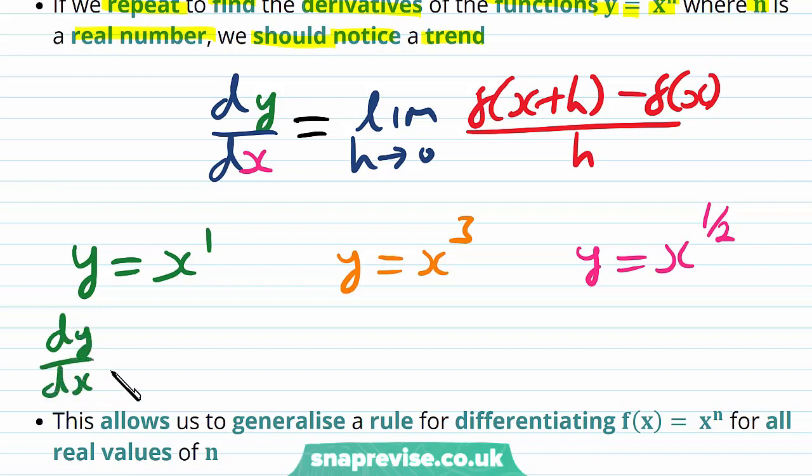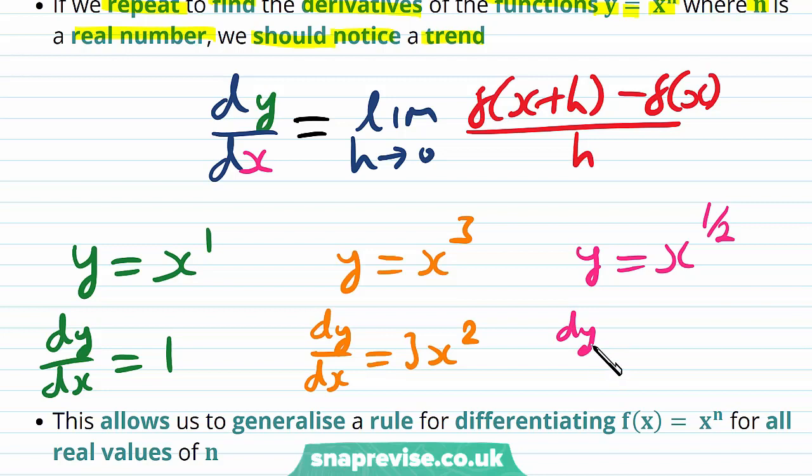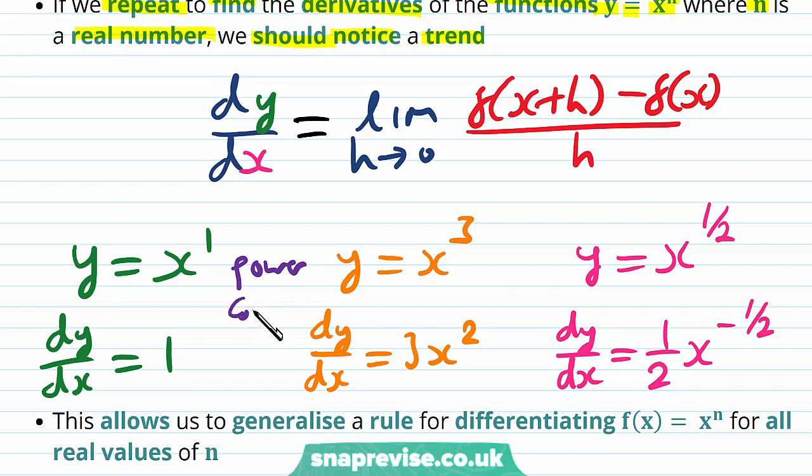Firstly, we have dy by dx is equal to 1, and then for the second one we have dy by dx is equal to 3x squared, and then for the third one we have that dy by dx is equal to 1/2 x to the power of minus 1/2. And so the first thing to note is that between y and dy by dx, the power from before in the y comes down to the front in the form of a constant in the dy by dx. So in the first case we have this 1, which becomes a 1 outside, and we have this 3, which becomes a 3 outside here, and we have this 1/2, which becomes a 1/2 outside here. So the power comes down in front.